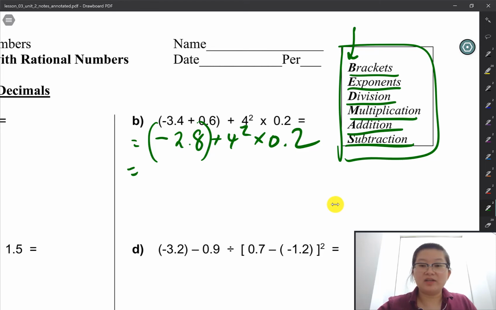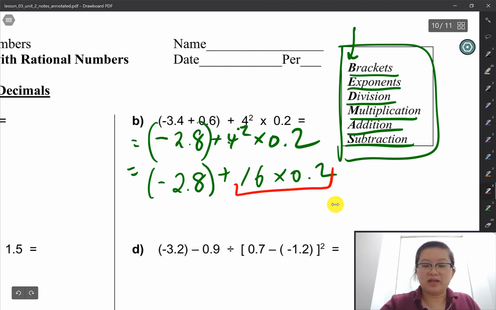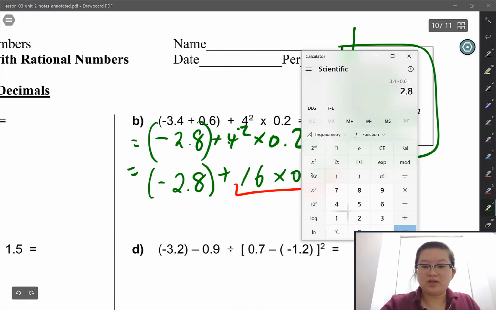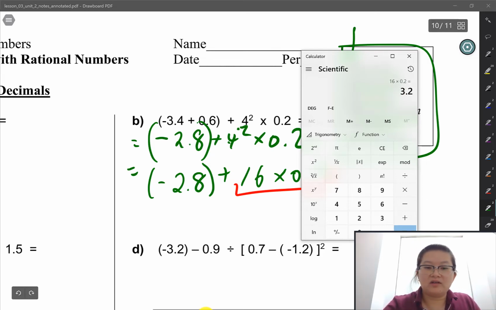And next up, we need to do exponents, which is the 4 squared. Our 4 squared is going to be 16. 4 times 4 is 16, times 0.2. Okay, next up, we need to do multiplication. 16 times 0.2. If we want, we can check it. Otherwise, it should be 3.2. So 3.2, there you go.